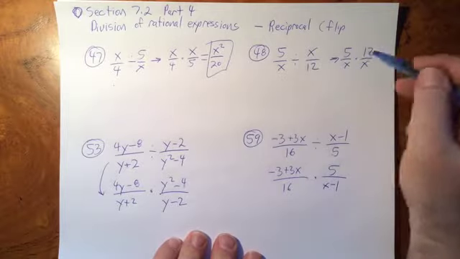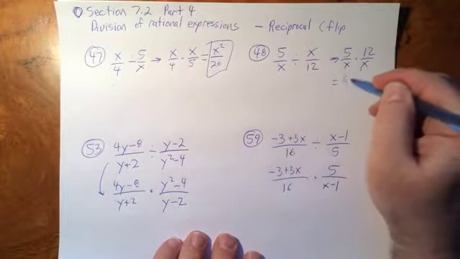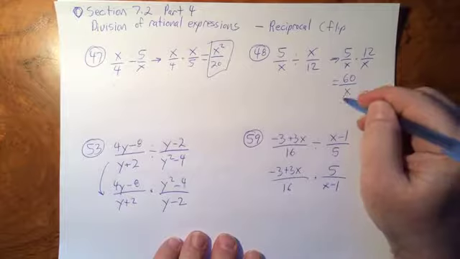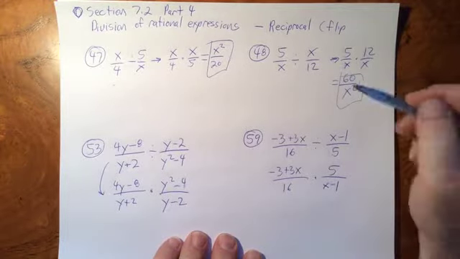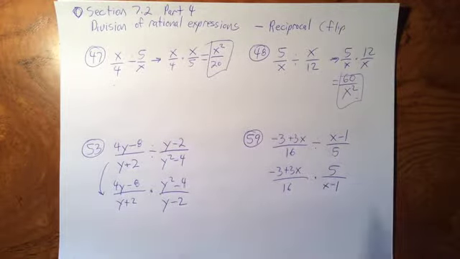In question 48, 5 times 12, that's equal to 60. X times x is equal to x squared. And that is our final answer in simplified form.